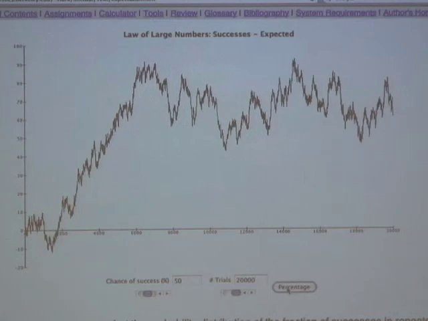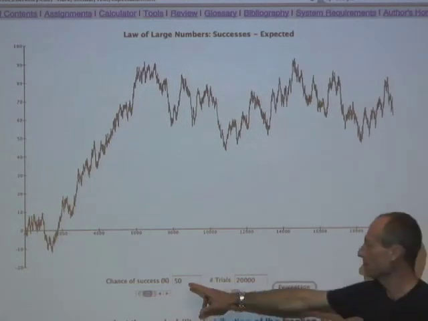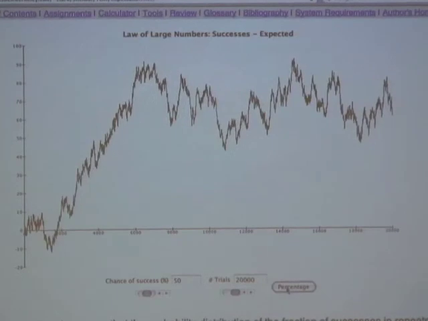So in fact, what happens is that the difference between the number of successes and the number of trials times the probability of success tends to grow like the square root of the number of trials. Okay, it grows slower than the number of trials. So when you divide it by the number of trials, it ends up getting smaller and smaller. Does this make sense to people?